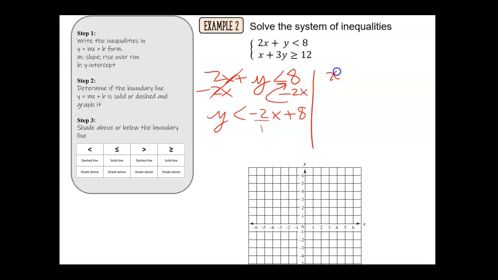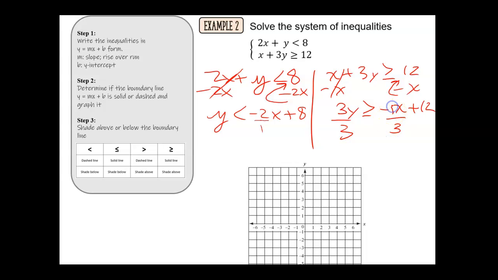All right, and my second equation, x plus 3y is greater than or equal to 12. You subtract x. Negative x plus 12. Divide by 3. That's really a negative 1. So you get y is greater than or equal to negative 1 over 3x, and then 12 over 3 is 4. Let's graph these things.